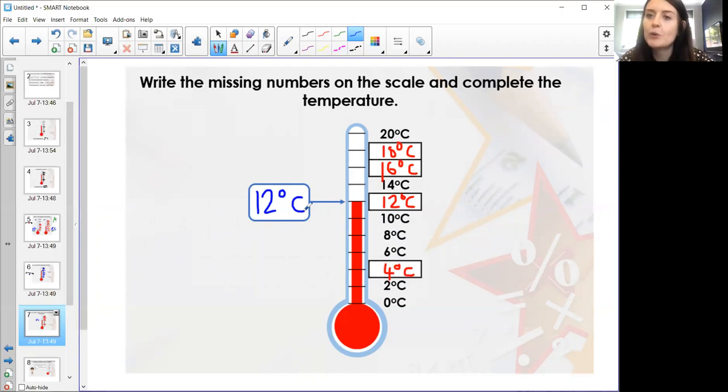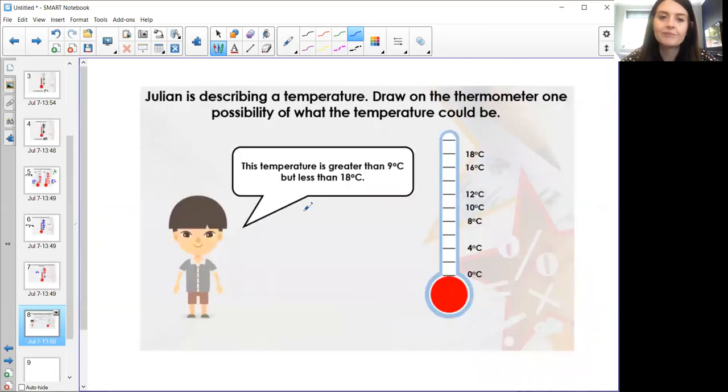We're going to do one more question, which is a problem solving question, just to finish us off and to challenge our brains a little bit. The question is, Julian is describing a temperature. Draw on the thermometer one possibility of what the temperature could be. These types of questions are really good because there's not just one correct answer. There are lots of possible answers. He says this temperature is greater than 9 but less than 18 degrees Celsius.